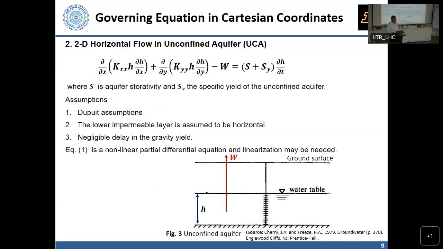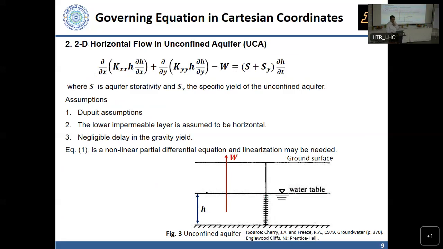H again represents the piezometric head, which in this case is the height to the water table from some horizontal reference. And W now is again the amount of water that is being removed throughout the thickness of the aquifer. So W is the amount of water removed per unit area of the aquifer per unit time. S sub y is specific yield, capital S is aquifer storativity. So these are the storage terms. Then del h del t. So similar ideas.